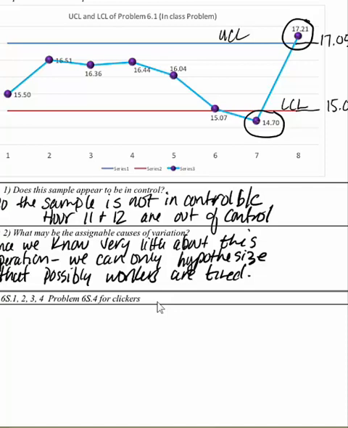And then question 2, what may be the assignable cause of variation? Well, we don't know much about this operation at all. All we know is that maybe the workers might be tired or the tools are worn out or something by the 11th and 12th hour. Okay, so now I'm going to just work quickly these problems here, 1, 2, and 3, just so that you understand how to do those as well.